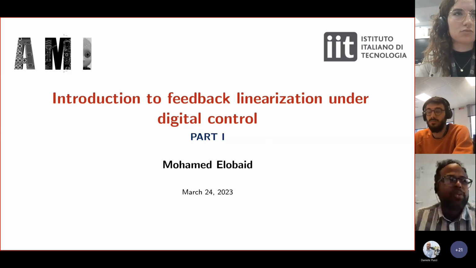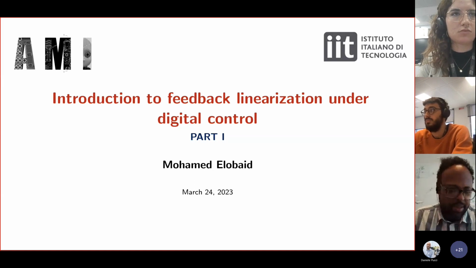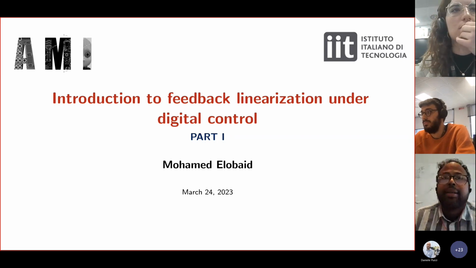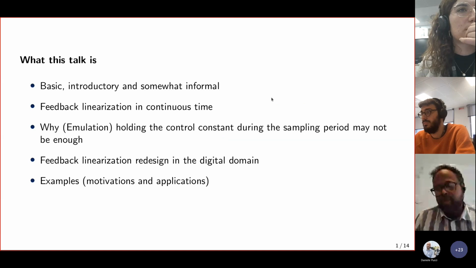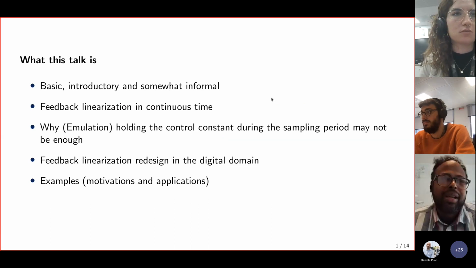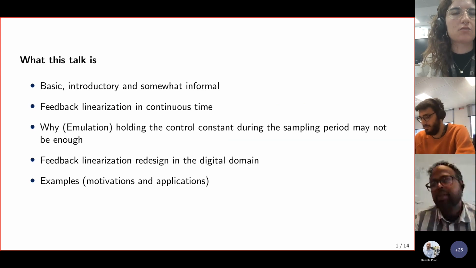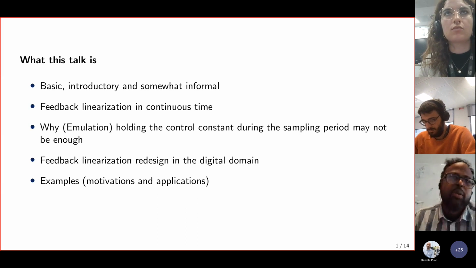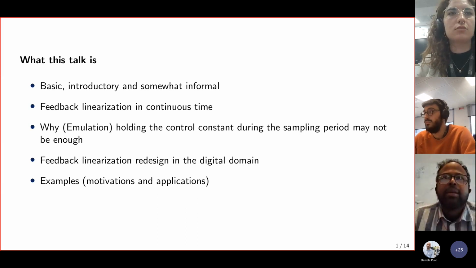The idea is to talk about feedback linearization, which is a very well-known technique, but when you are designing digital feedbacks instead of the continuous time one. In this sense, this talk will be, as usual, a little bit introductory, very basic. It will not be very formal, although we'll try to not lose rigor. So we will try to be precise and correct, but not very formal.